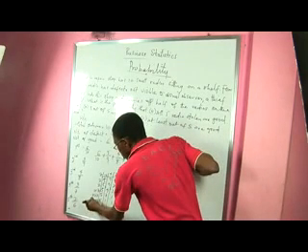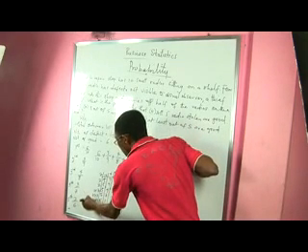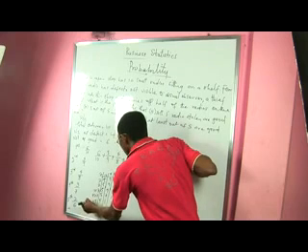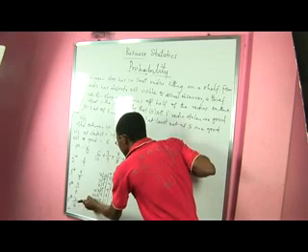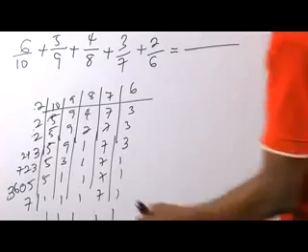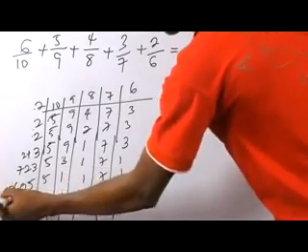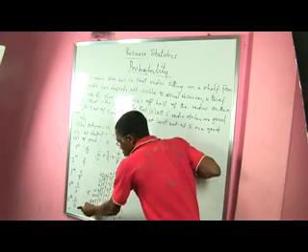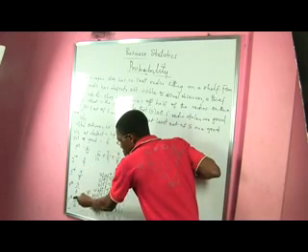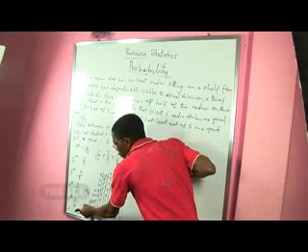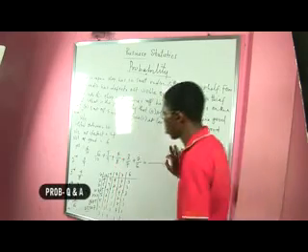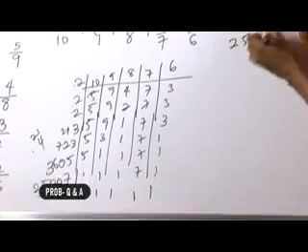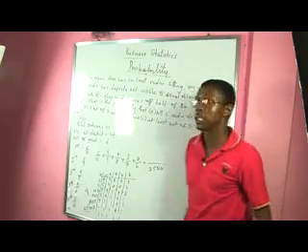72 times 5, that will give us 136. So times 7 will give us 0. This times this, 7 times that was 42. That was 2, 4, 7 times 21. 21 plus 4, that will be 25. So we have 1,225 as our LCM.